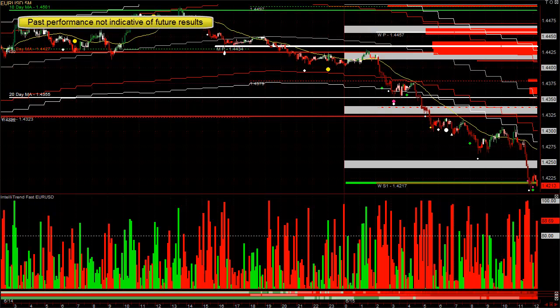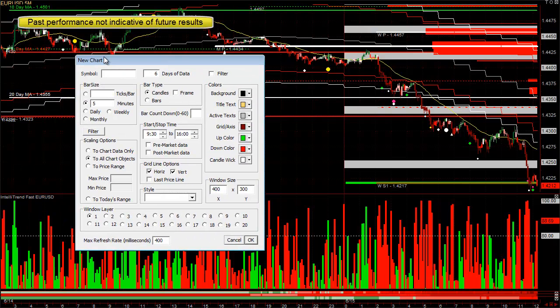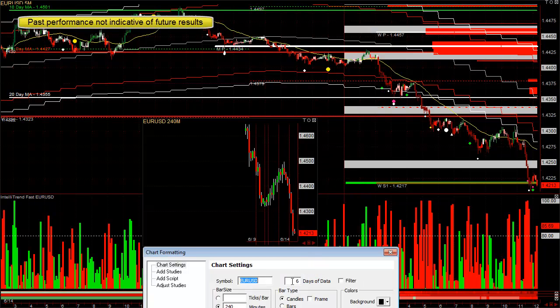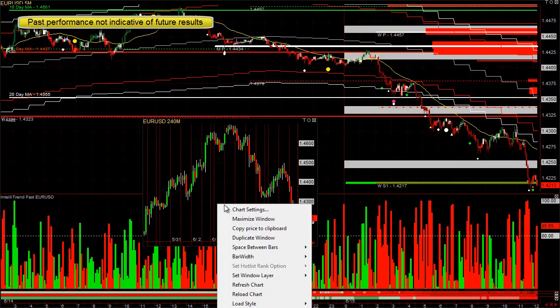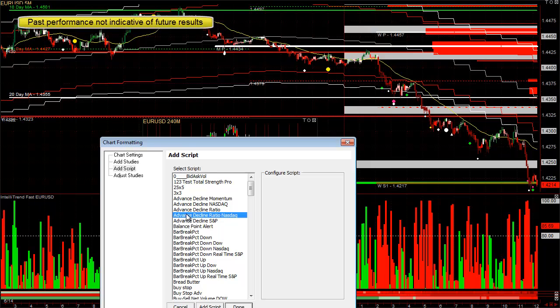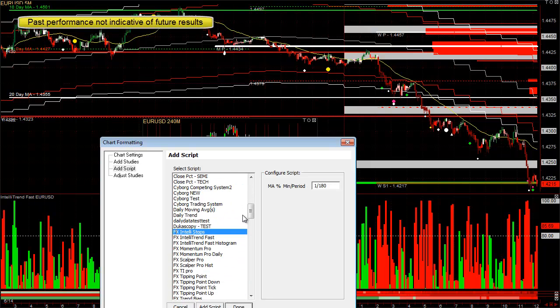One of the things that you can do when you see one of these signals is bring up, for example, a 4-hour chart. Let's put the euro dollar chart on here. This is just one of the many ways you can trade using our software. Bring up a 4-hour chart, and let's put more days on there. Let's get 40 days of data or something. And then just simply add our FX trend candles to it.